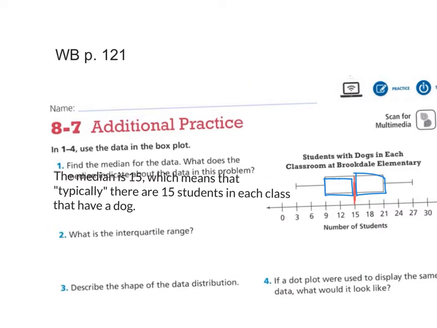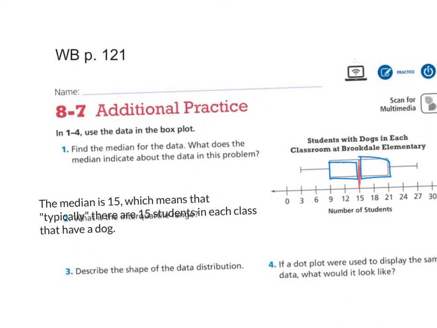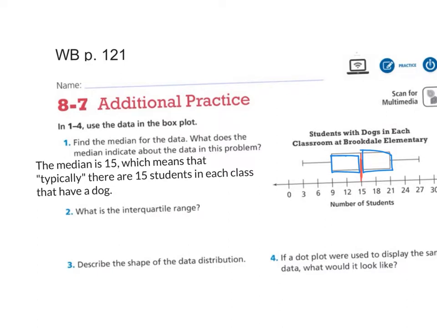So interquartile range, we're looking at the difference between our first quartile and third quartile, or lower quartile and upper quartile. So in this case, lower quartile is at 9, upper quartile is at 21. So interquartile range, if we subtract 21 minus 9, then 12 would be our interquartile range.